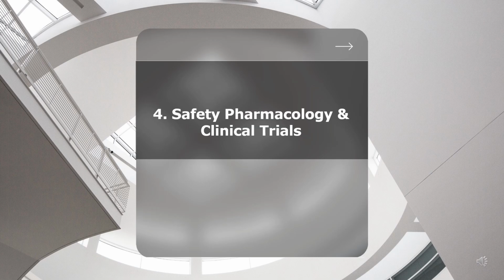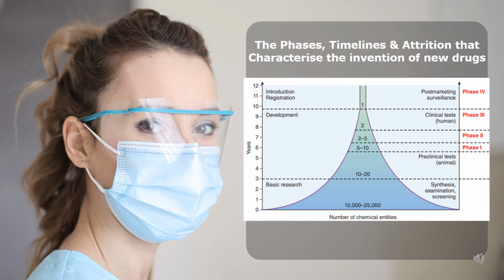Now let's move to the fourth learning outline, which is safety pharmacology and clinical trials. Clinical trials of drugs are designed to acquire information about the pharmacokinetic and pharmacodynamic properties of a candidate drug in humans. The efficacy must be proven and an adequate margin of safety established for a drug to be approved for sale. FDA-regulated clinical trials typically are conducted in 4 phases.